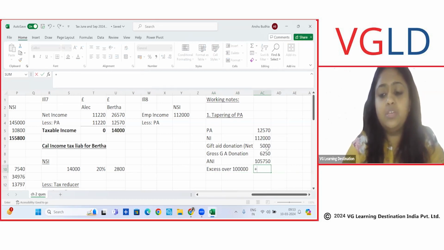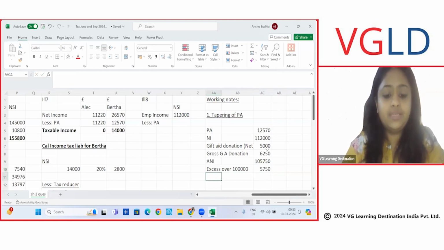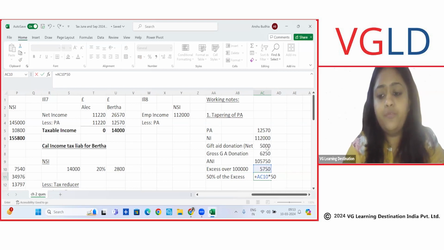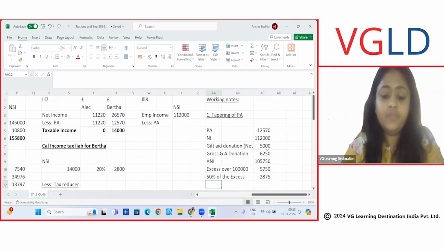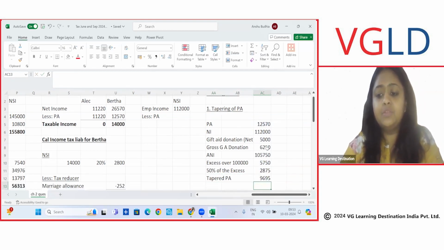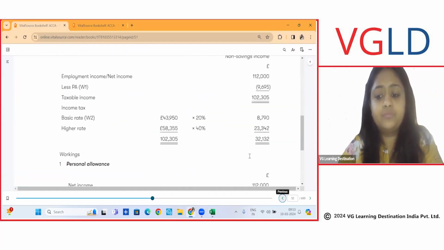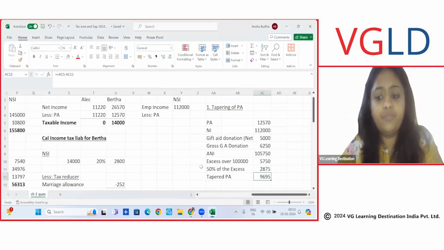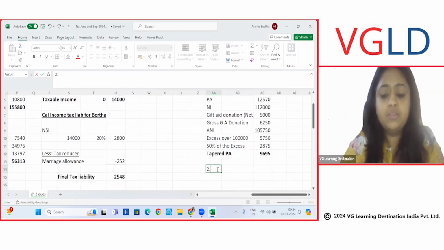100,000. It will be this minus 100,000. You got the excess. Now get 50% of the excess. This multiplied by 50%. 2875. So now I will write here tapered PA. Tapered PA will be 9695. Okay. At the same time, I will also calculate extension of the rate band.